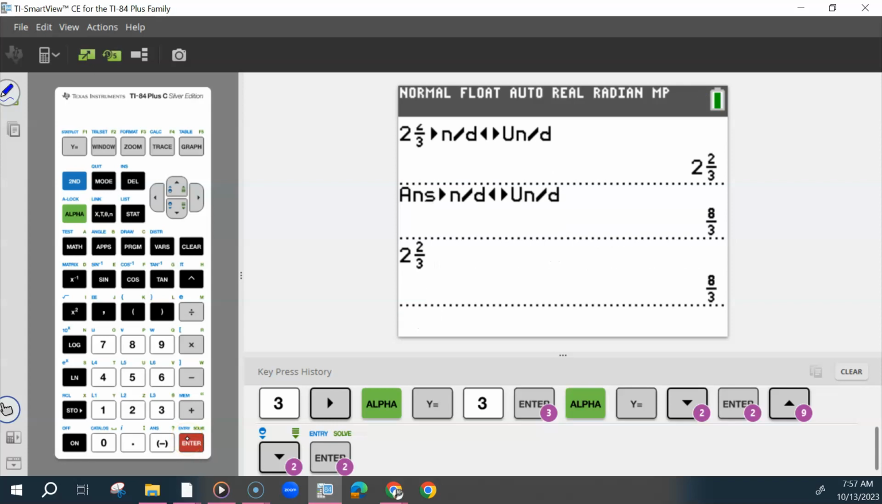Okay, for that. So if you have it, put it in as a mixed number and hit enter, it will put it in as an improper fraction. So either or, do it by hand or do it in the calculator.